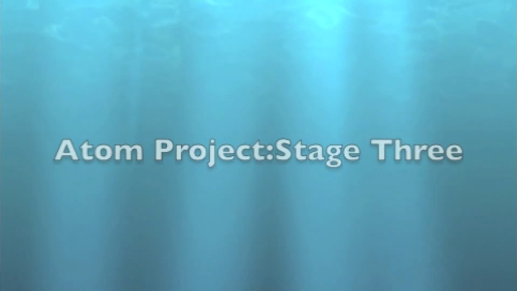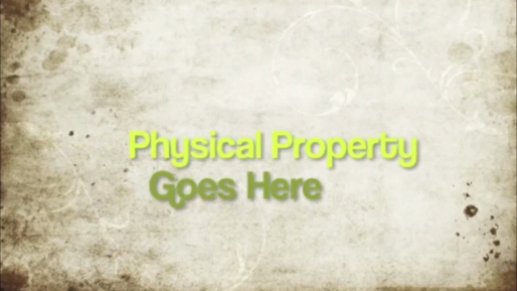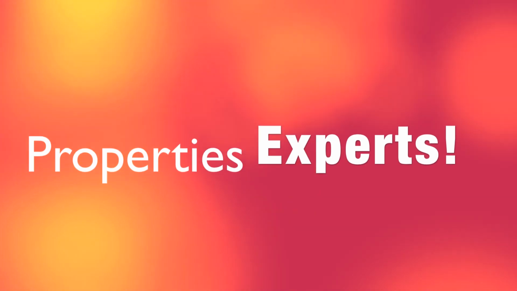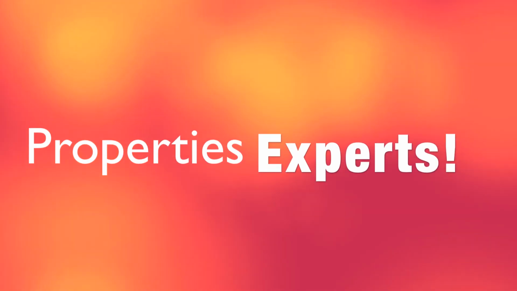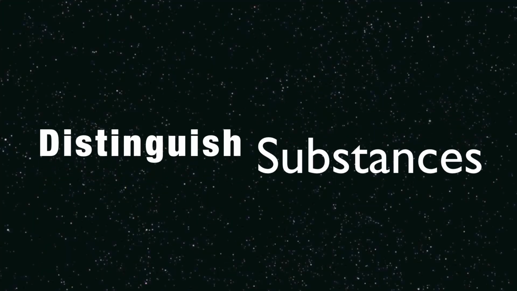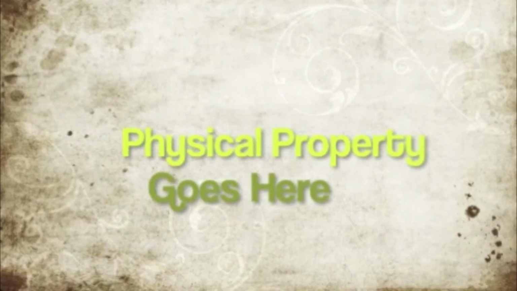Now we're going to talk about stage 3 of the Atom Project. Our goal for the stage 3 clip is that after you watch this, you can be experts in physical and chemical properties. First, we're going to talk about how we distinguish substances.